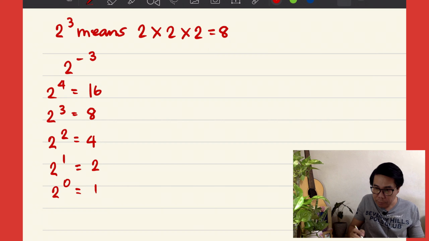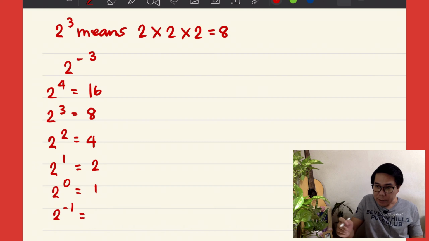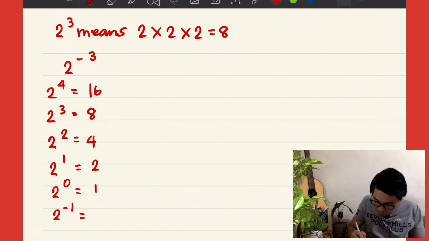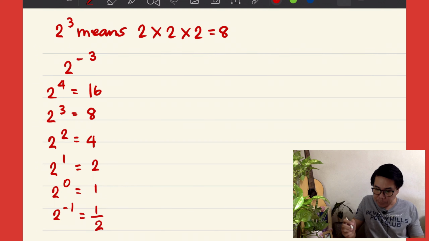Okay, that means that for 2 raised to the power of negative 1, we can see now that we have 16, 8, 4, 2, 1. We see a pattern where we keep getting half, or dividing by 2. So 16 divided by 2 is 8, 8 divided by 2 is 4, 4 divided by 2 is 2, 2 divided by 2 is 1, and 1 divided by 2 is equal to 1/2.